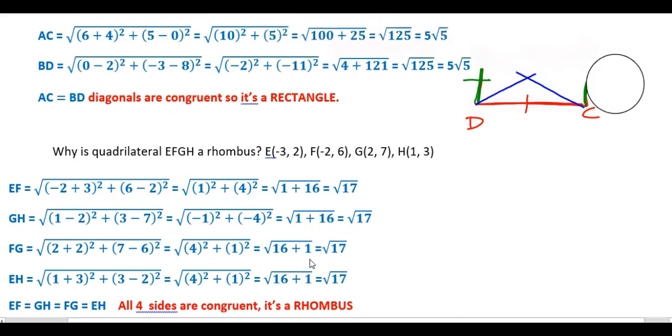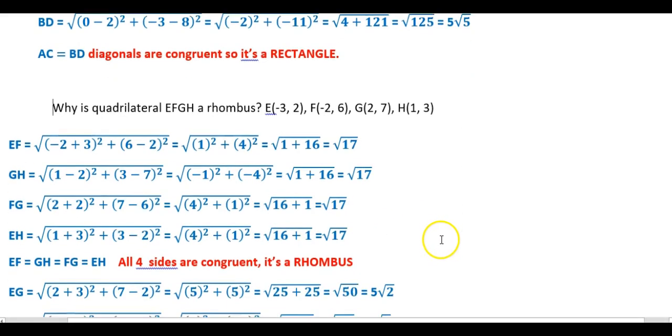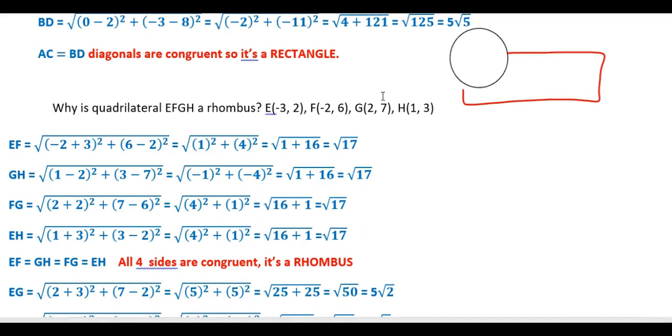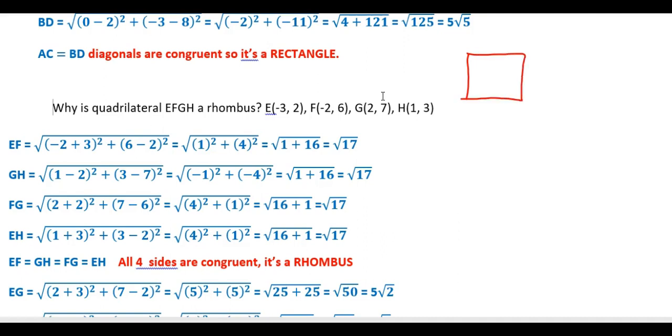Let me go ahead and erase this. So the next one is, what about quadrilateral EFGH? Is it a rhombus? On this one, again, I'm going to draw my shape so we can talk about it. Since it asks if it's a rhombus, I'm going to draw it kind of like a rhombus, which would essentially be a square, maybe, if the diagonals are congruent too, but we won't go there right yet. So this is E, F, G, and H.